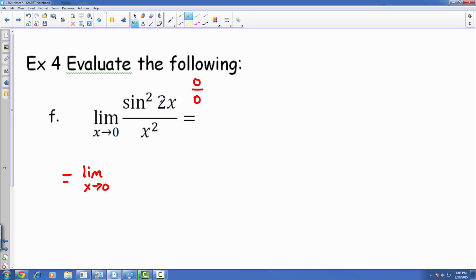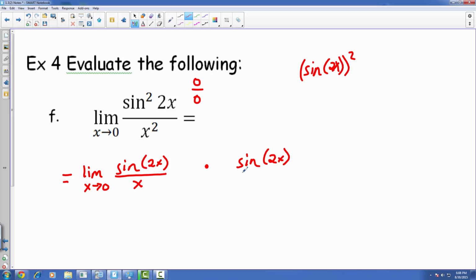See how we have sine squared of 2x? Well, if you think back, really what that means is just sine of 2x quantity squared. So really there are two sine of 2x's. I'm going to break that up where we have a sine of 2x as one of them, and another sine of 2x. On the bottom, we have x squared. Well, again, we can break that up, so I'm going to have 1 x over here times another x over here.